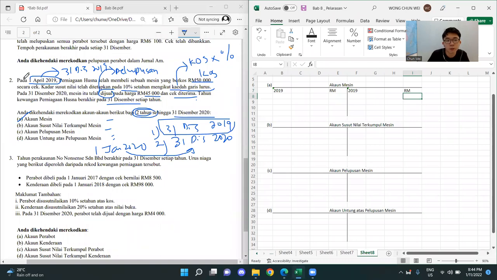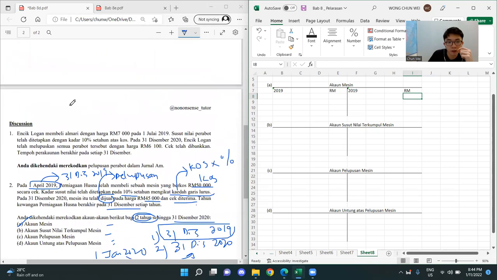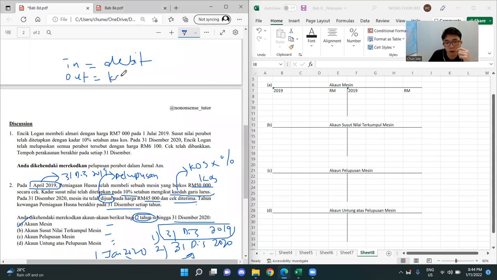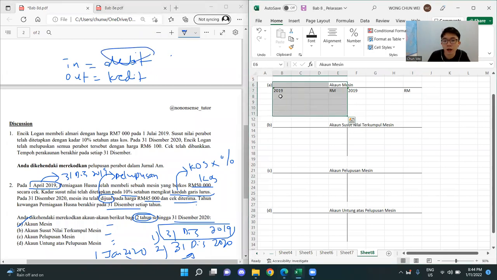Okay, so you can see from the 1st April 2019, telah membeli sebuah mesin 50,000. So when you buy a machine, okay, so machine comes in. So when machine comes in accounting, in is like a debit, while out is like a credit. So apabila you beli mesin, mesin itu masuk atau keluar? Definitely, it comes in. That's why we want to buy. When we buy, the thing comes in. So, in means debit. Therefore, we have to debit our account machine.